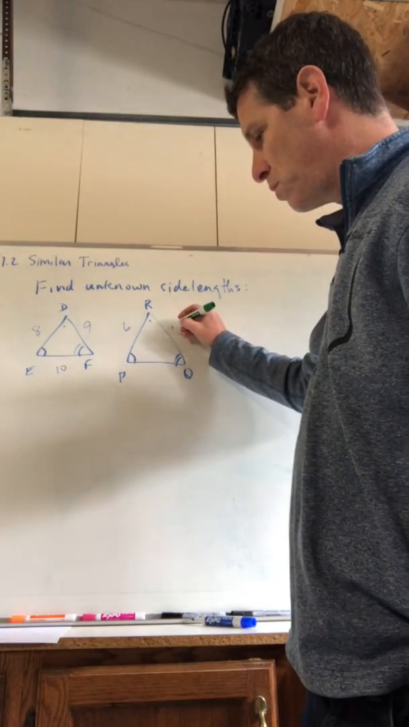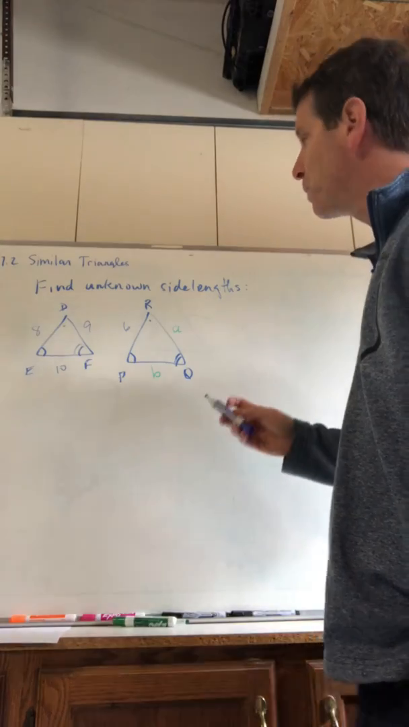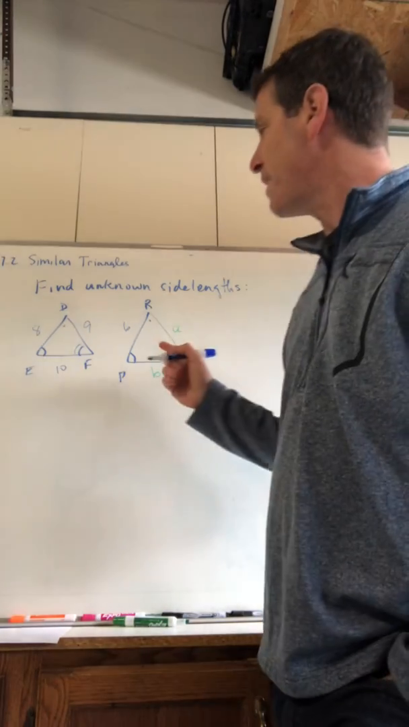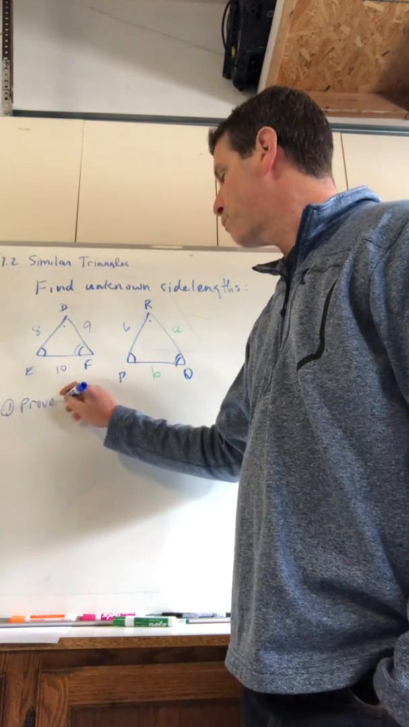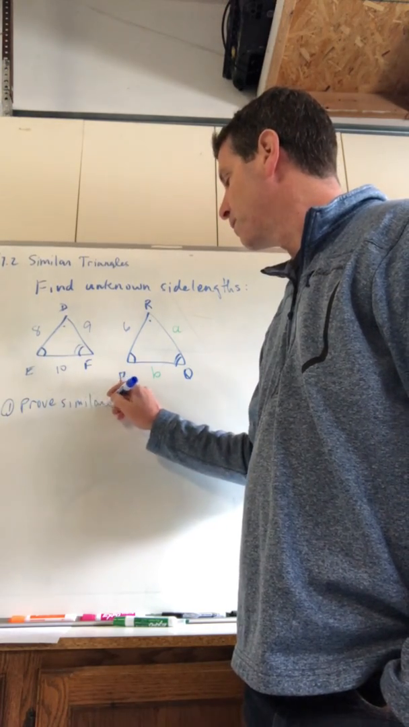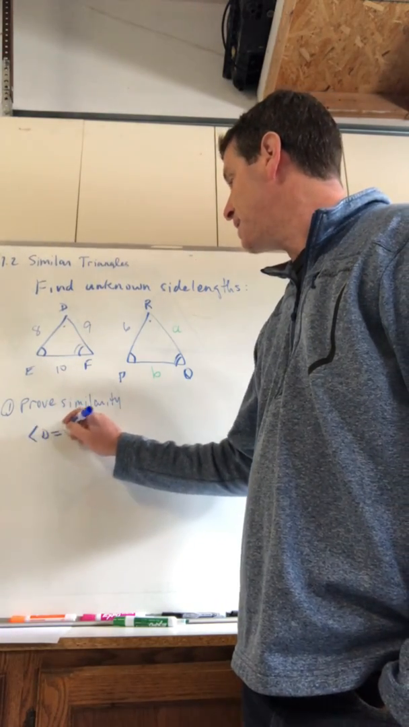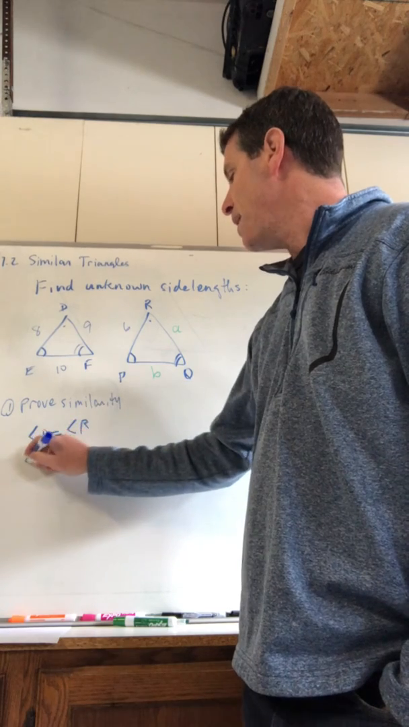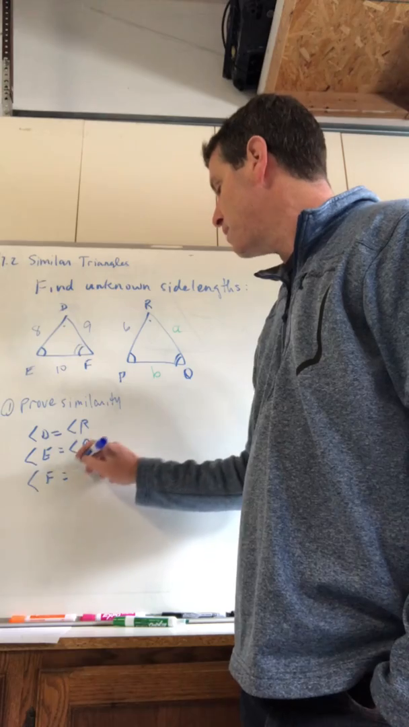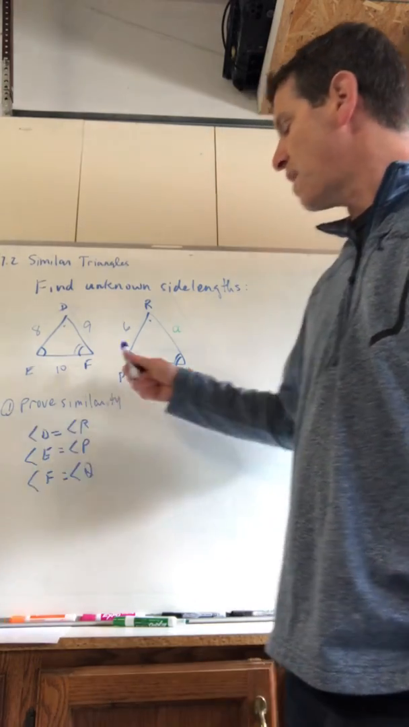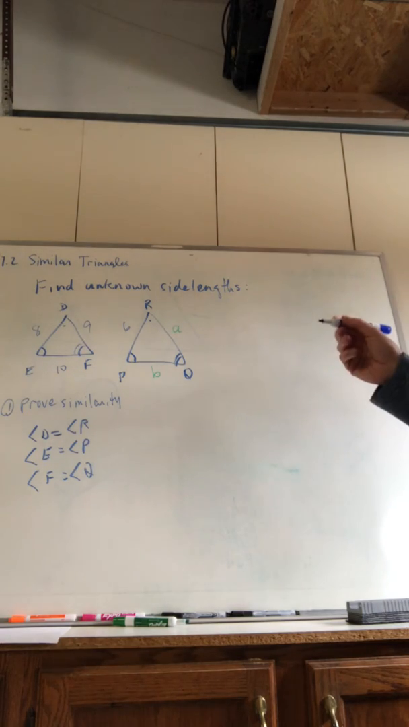And I don't know these side lengths. I want to find those out. All right, first of all, before we do that, I want to prove similarity. And we do that by looking at the angles. So angle D is equal to angle R, angle E is equal to angle P, angle F is equal to angle Q. All 3 sides are the same, or sorry, all 3 angles are the same. So we have similar triangles.